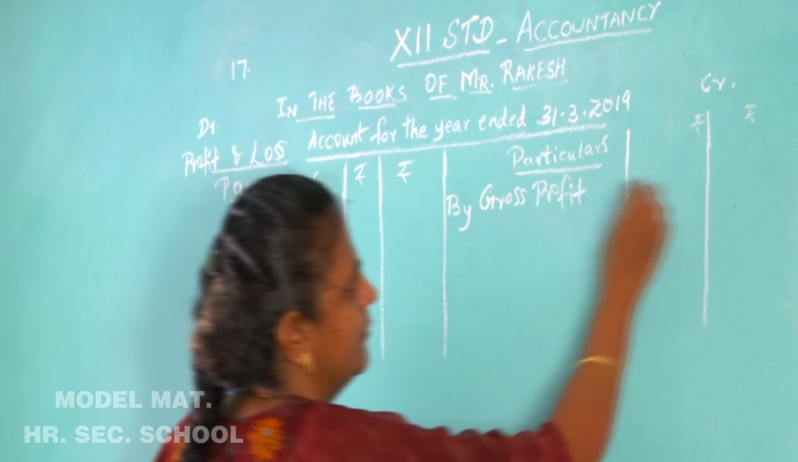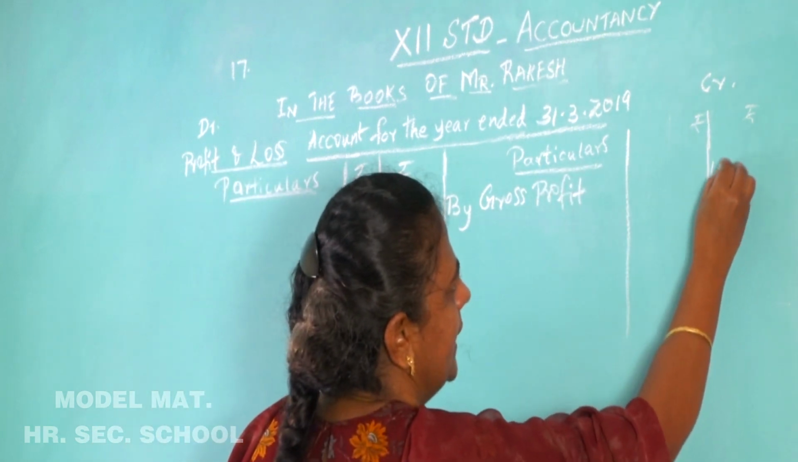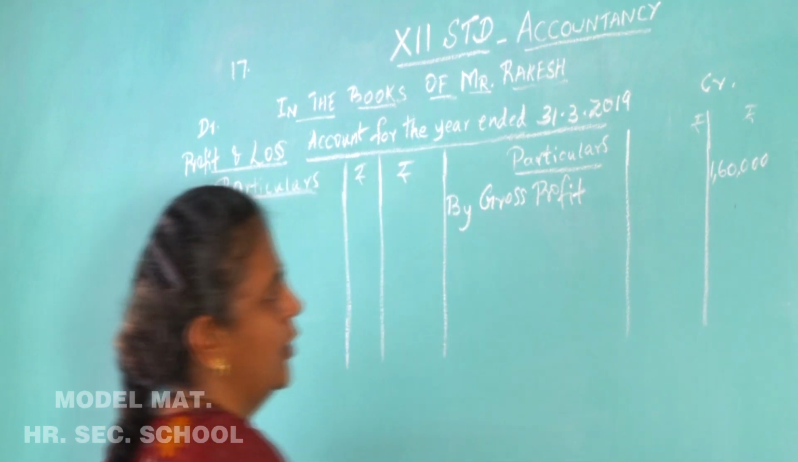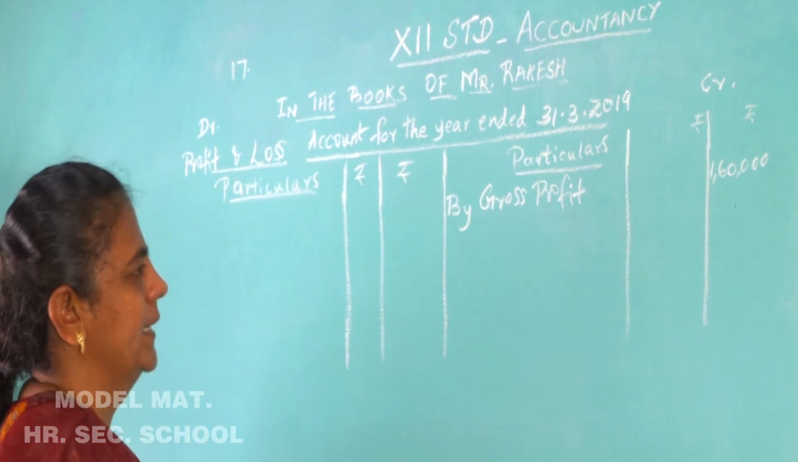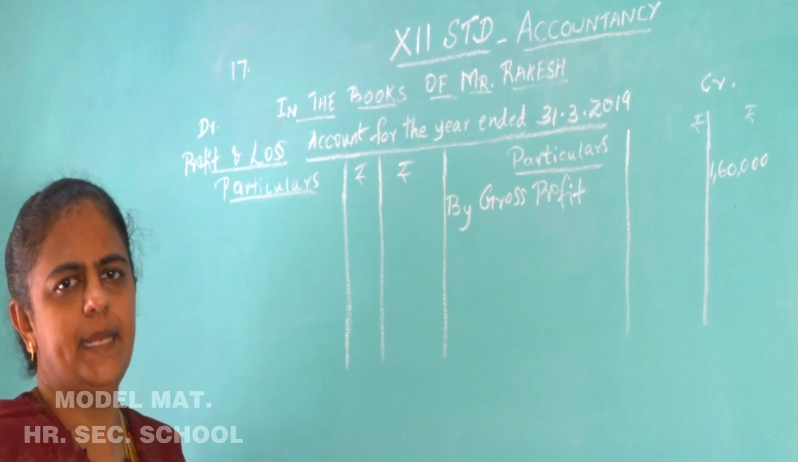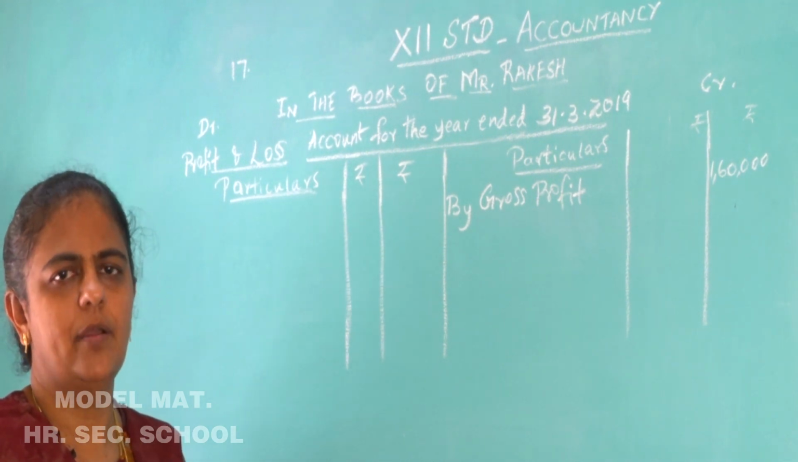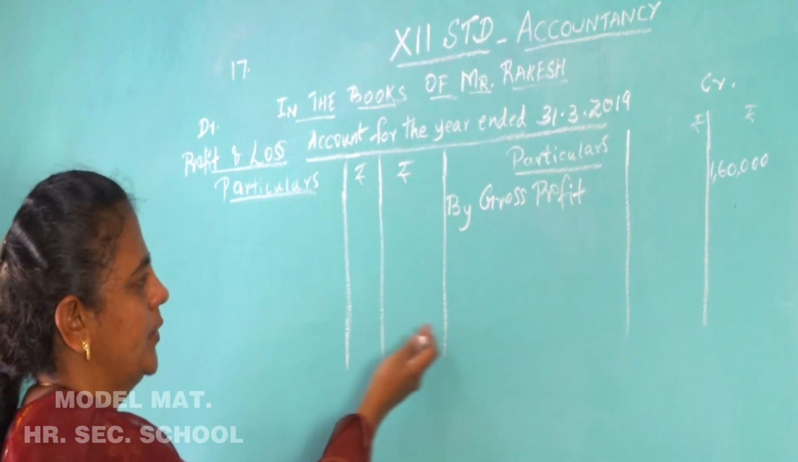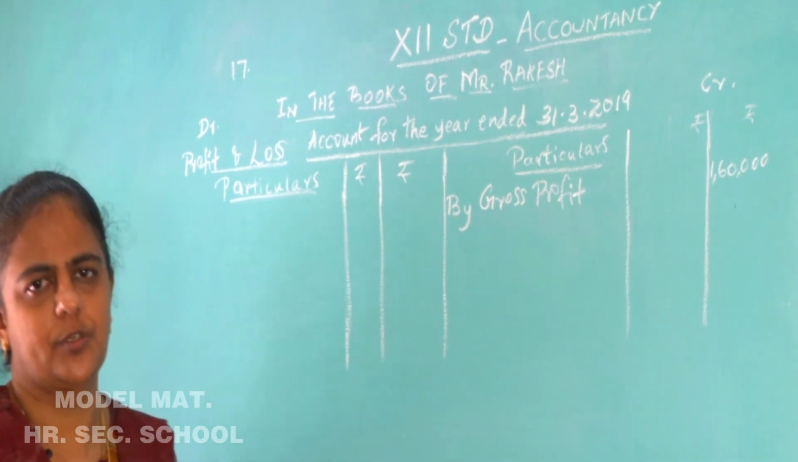What is your gross profit? Your gross profit is 1 lakh 60,000. So, bring down your gross profit first. Then any expenses or losses, any income or profit, that also should be shown in the profit and loss account.